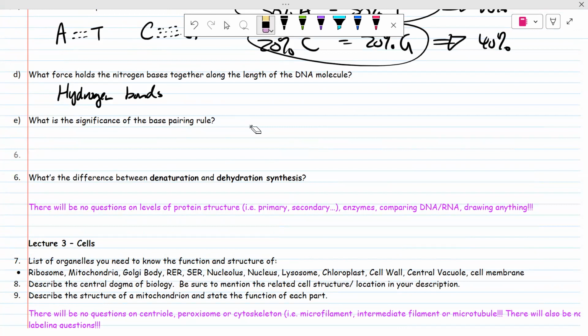What is the significance of the base pairing rule? DNA strands are complementary. If you know one strand, you can predict the other strand. This is going to be very important in the second half of the course.